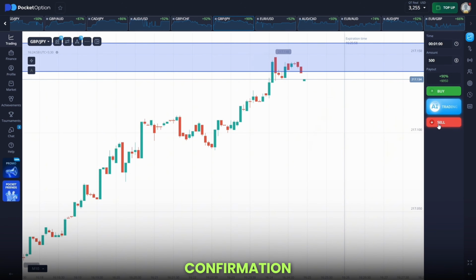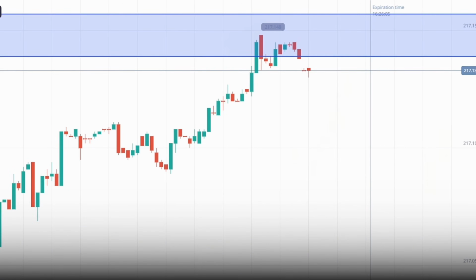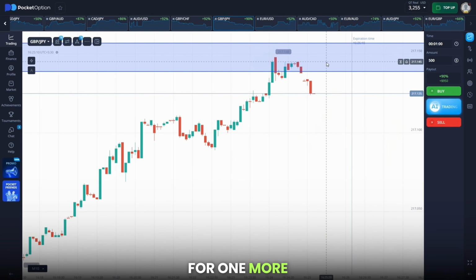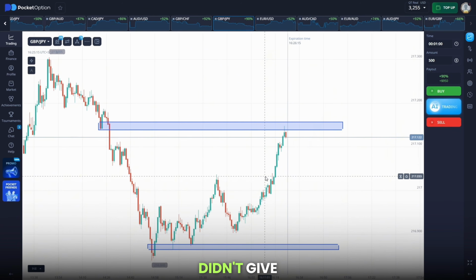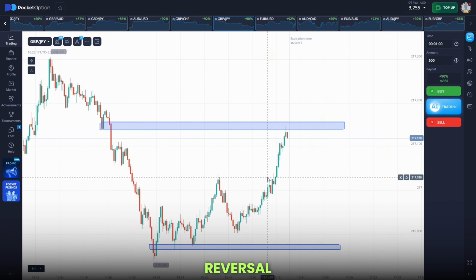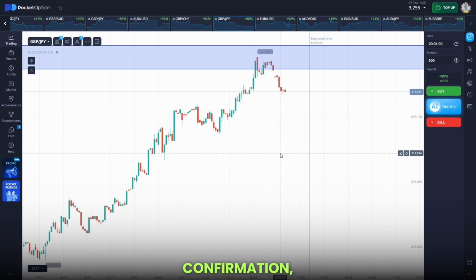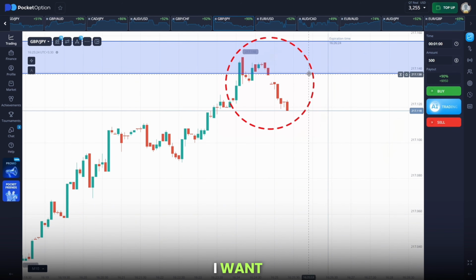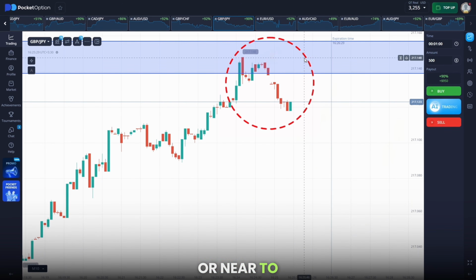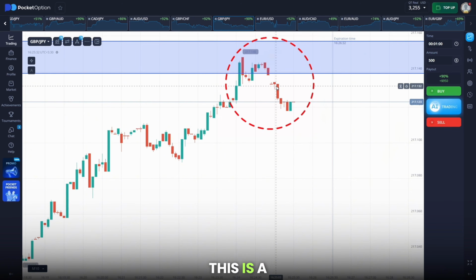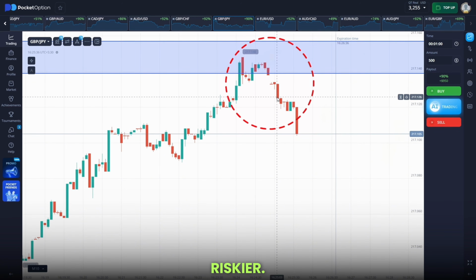No strong confirmation as of now. I'm still waiting for good confirmation. I will wait for one more retracement right now, as the price didn't give a good reversal pattern formation here. It is giving confirmation, but it is at the bottom. I want confirmation to be formed at this zone or near this liquidity zone. This is a good confirmation, but I'm not placing my trade because it will be a little more risky.